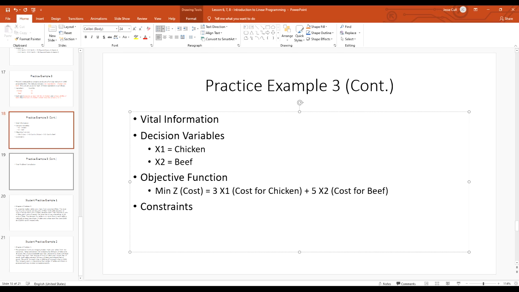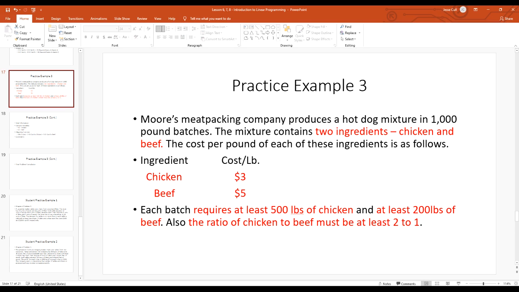The third and critical point, to go back, is to write our constraints, our limitations. Now these constraints are slightly different than we've seen before. So the first one, we require at least 500 pounds of chicken. It looks different because we haven't seen anything like this, but it's very, very simple. What represents chicken in this situation? Chicken is represented by x1. So x1 must be greater than or equal to 500.